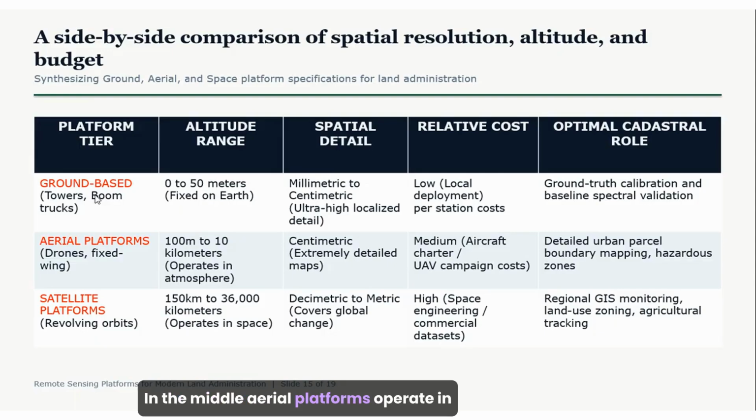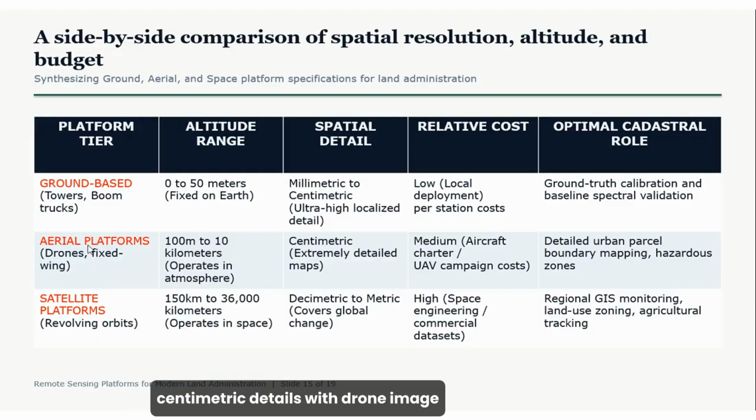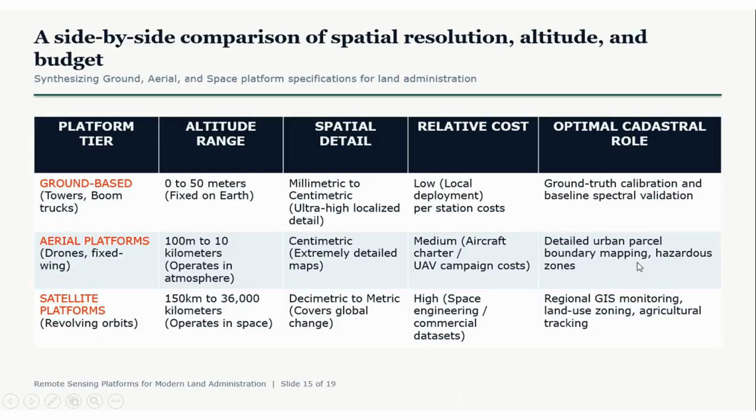In the middle, aerial platforms operate in the atmosphere, delivering centimetric detail, with drone imagery ideal for mapping contested urban property lines. And finally, the satellite platforms operate in space, delivering decimetric to metric resolution. Also, space missions are high cost and complex. They are repeatable for regional GIS monitoring and nationwide parcel zoning.